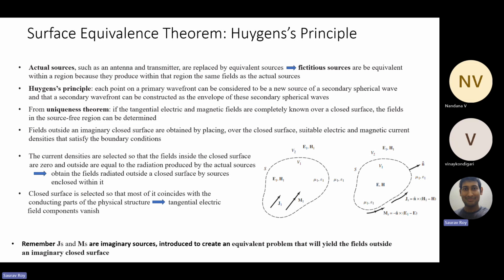Whatever happens inside we don't bother, because our goal is to calculate E1 and H1 in volume V2. That is what the equivalent problem is. We are not getting an equivalent problem in volume V1. Our equivalent problem is in volume V2. That is why we don't bother what E and H are inside, whether same or different. Is it understood what I'm saying? Yeah, sir.